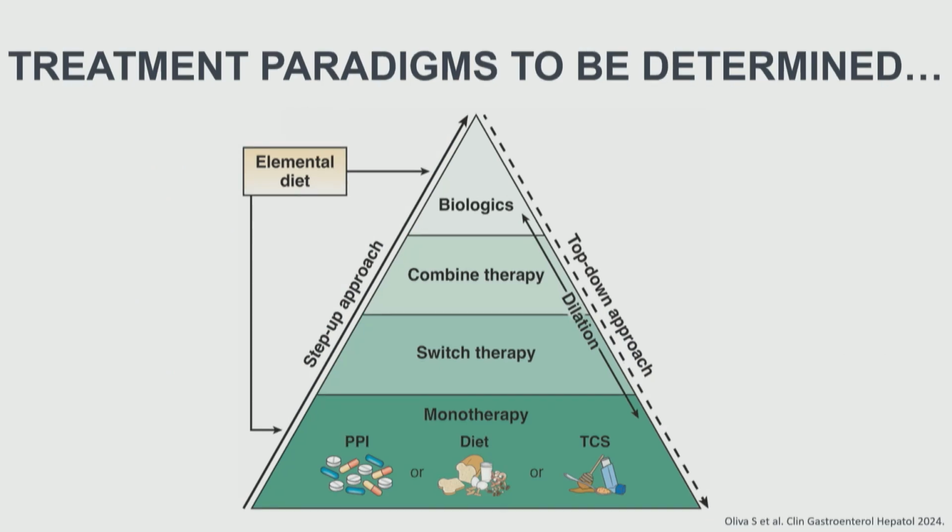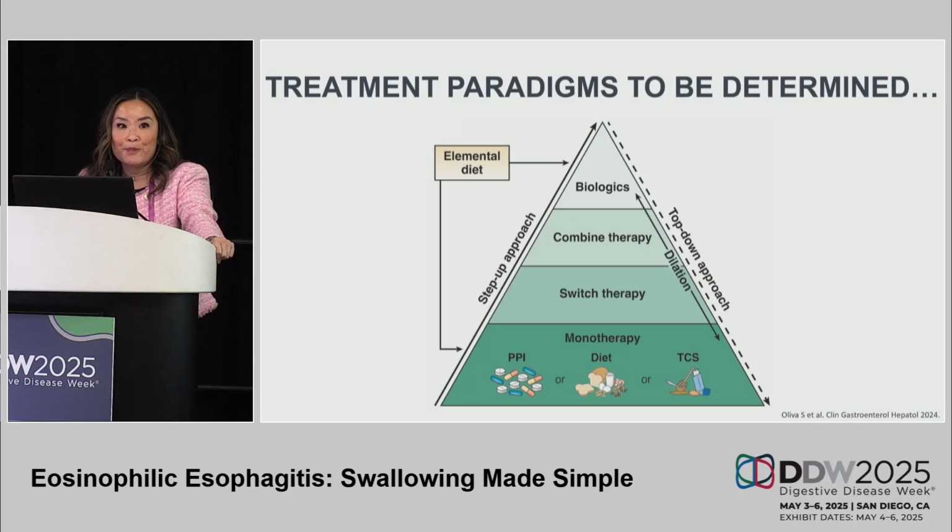So in summary, in thinking about our treatment paradigms in EOE, I think right now we are in a phase where we think about stepping up or step-up therapy in thinking about proton pump inhibitors, diet elimination, or topical steroids as first line. As we think about non-response, we think about switching therapy. I think we also consider combining therapies of proton pump inhibitors, diet, and topical steroids. And finally, at the top, we think about biologics.